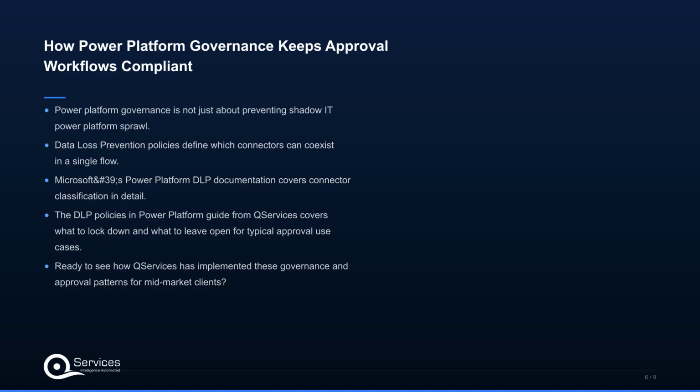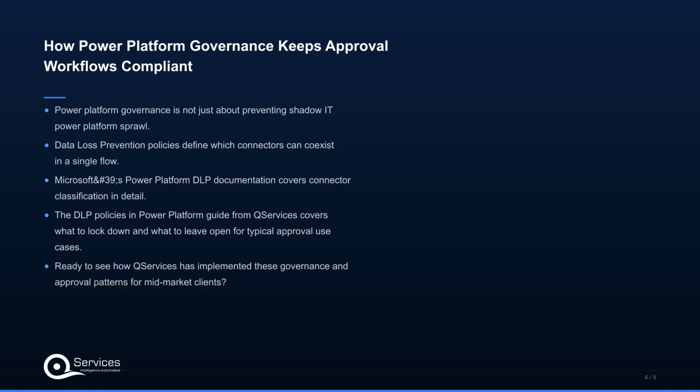This applies whether the approval trigger comes from a Power Apps Canvas form, a Power Pages development portal, or an automated Dataverse record change. Data loss prevention policies define which connectors can coexist in a single flow. Without DLP policies, a citizen developer building a purchase approval flow could accidentally wire it to a personal OneDrive or an external SaaS connector, routing sensitive financial data outside your tenant's security boundary.